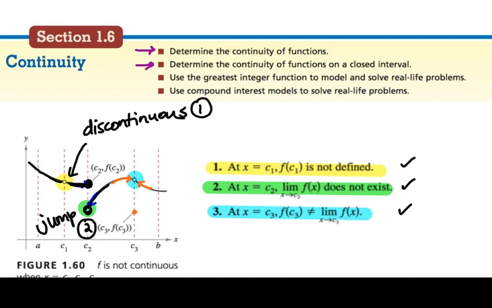And then this third one, now this third one, we also have the function is defined at c3. However, the limit exists, right? So on number 2, the limit didn't exist. On number 3, the limit exists, but the limit doesn't equal the function value. So this was reason number 3. The limit does not equal the function value. So all three of those reasons are reasons why a graph would be considered discontinuous.